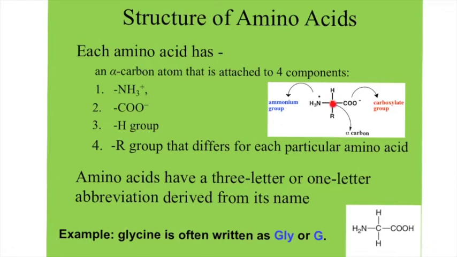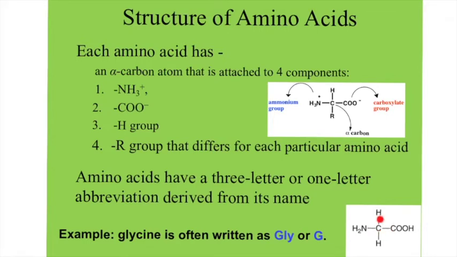Each alpha carbon is attached to a carboxyl group. If you donate that proton, it has a negative charge, and we call it a carboxylate group. It's also attached to an amino group. When that amino group accepts a proton, it has a positive charge, and we call that the ammonium group. It's also attached to a hydrogen, and then your R group. There are 20 different R groups for the 20 different amino acids. Each amino acid has a name, but we also can give it a 3-letter abbreviation and a 1-letter abbreviation.